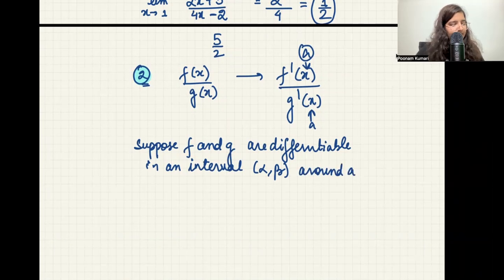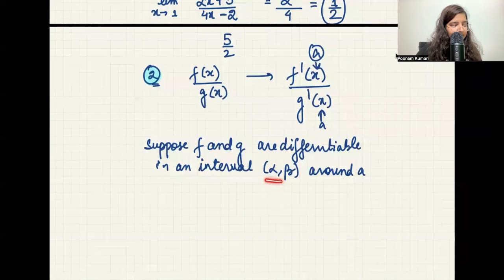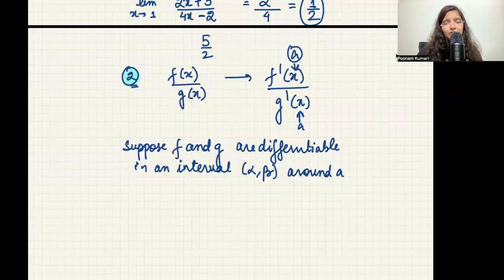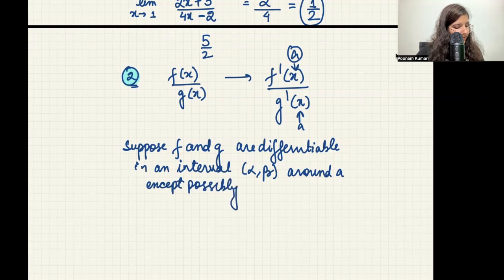Okay. So this is basically an interval around a. So like this is point A, and around A, this is an interval alpha comma beta. So there is an interval alpha comma beta around A. Your functions f and g are differentiable in that interval, except possibly at A. So it can very well happen that your function is not differentiable at A.